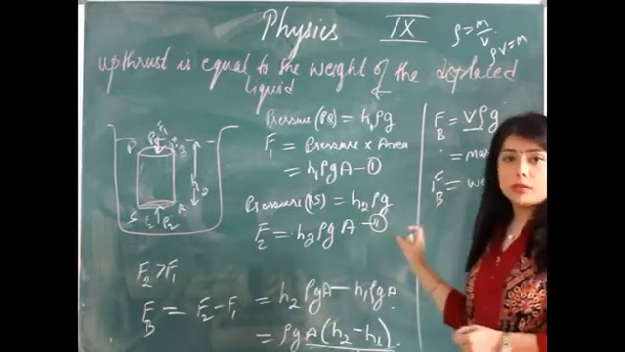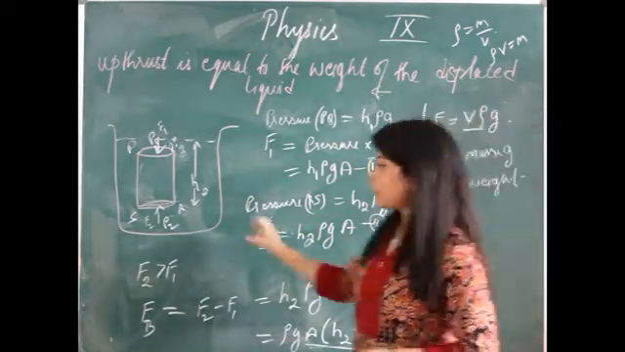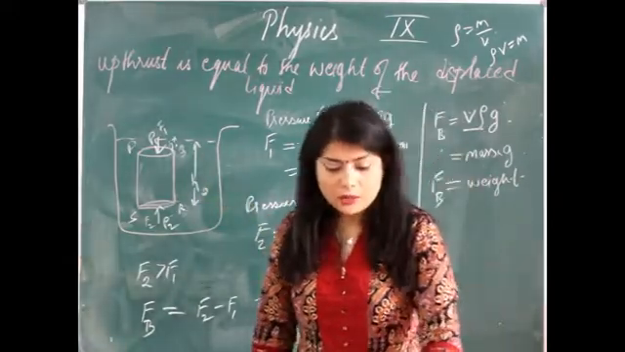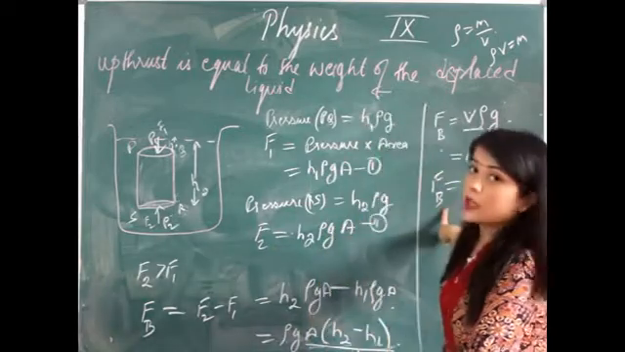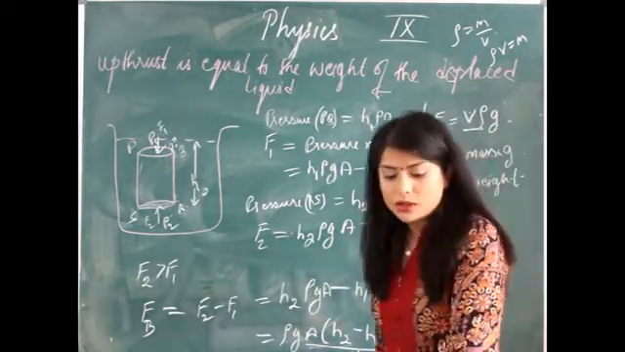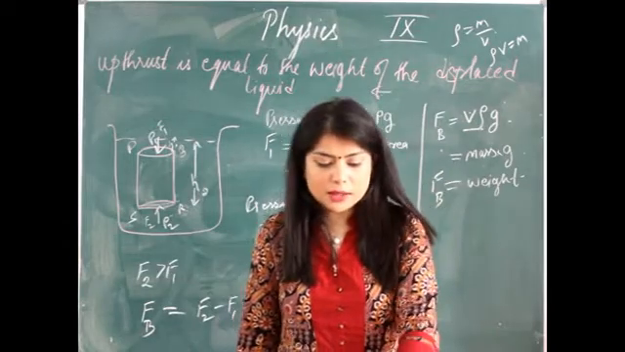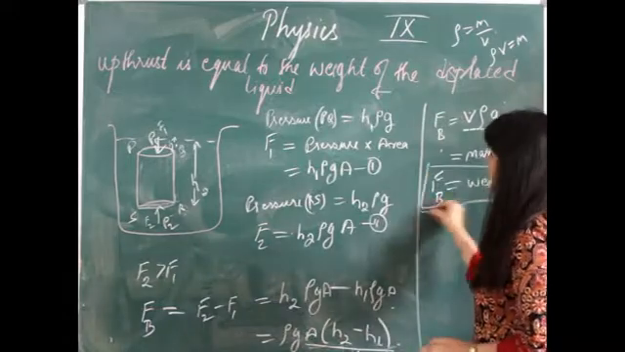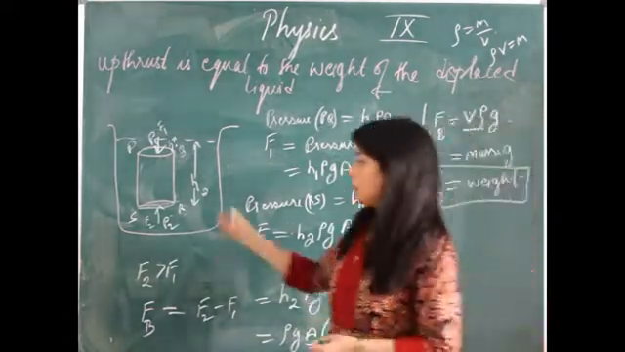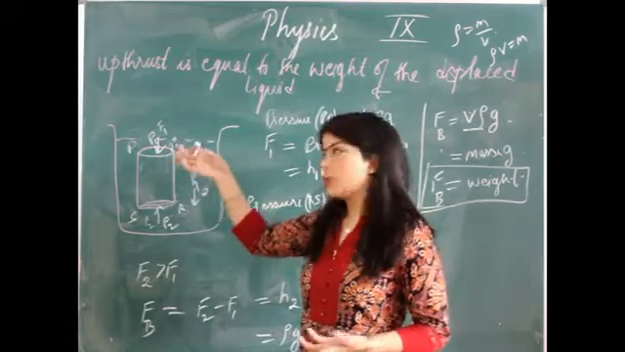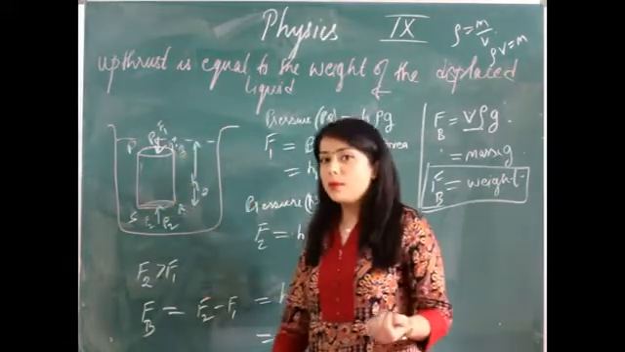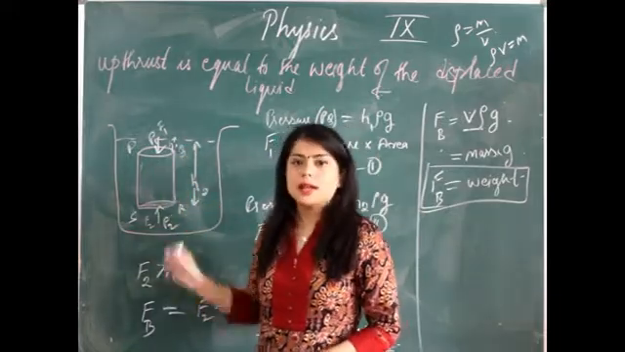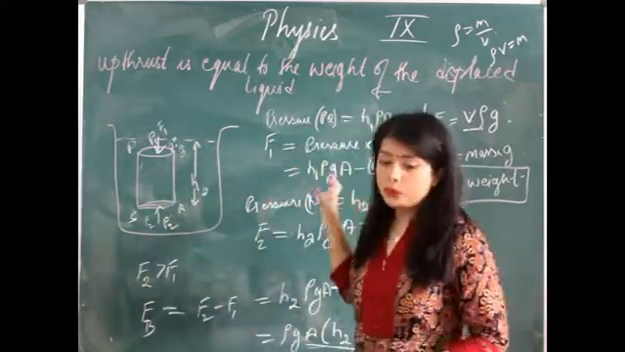Which weight are we talking about? We are talking about the weight of the liquid which is being displaced. You can write it down: FB, that is upthrust, is equal to the weight of the liquid displaced by the submerged part of the body. So from here, it is proved that for the amount of liquid which is displaced when we put an object, the same amount of force will be exerted by the liquid. That is what this whole thing proves.